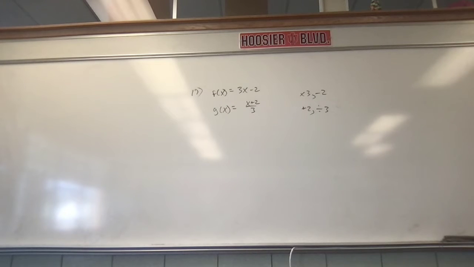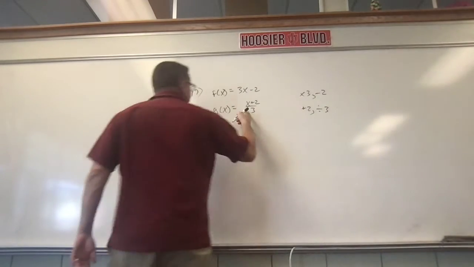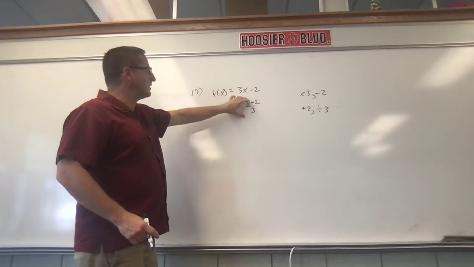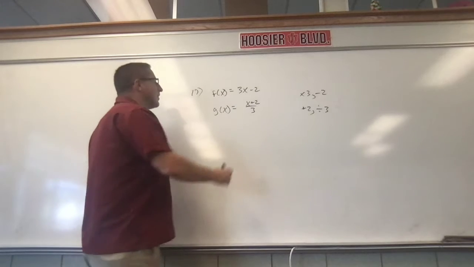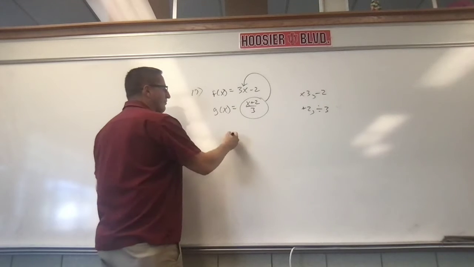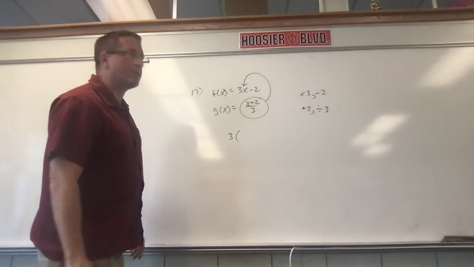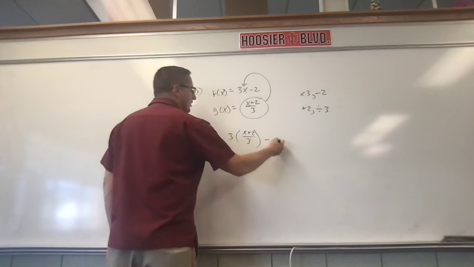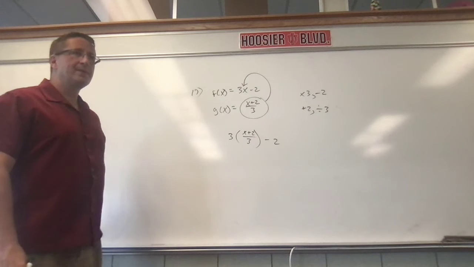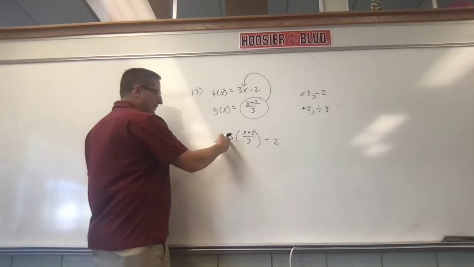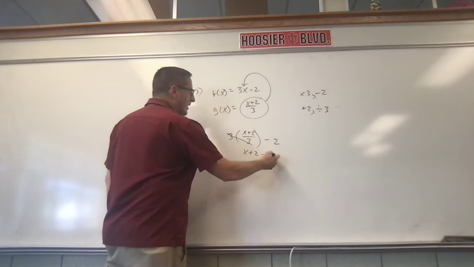Now we're ready to go on the first question. Here's what we do. We simply plug the f function into the g function, or the g function into the f function. It doesn't matter. So I'm going to take this function and plug it in for x. So we have 3 times what did we plug in for x? x plus 2 over 3, minus 2. Let's clean this up. Anything cancel? Out these 3's. And we're left with x plus 2 minus 2, which is what?